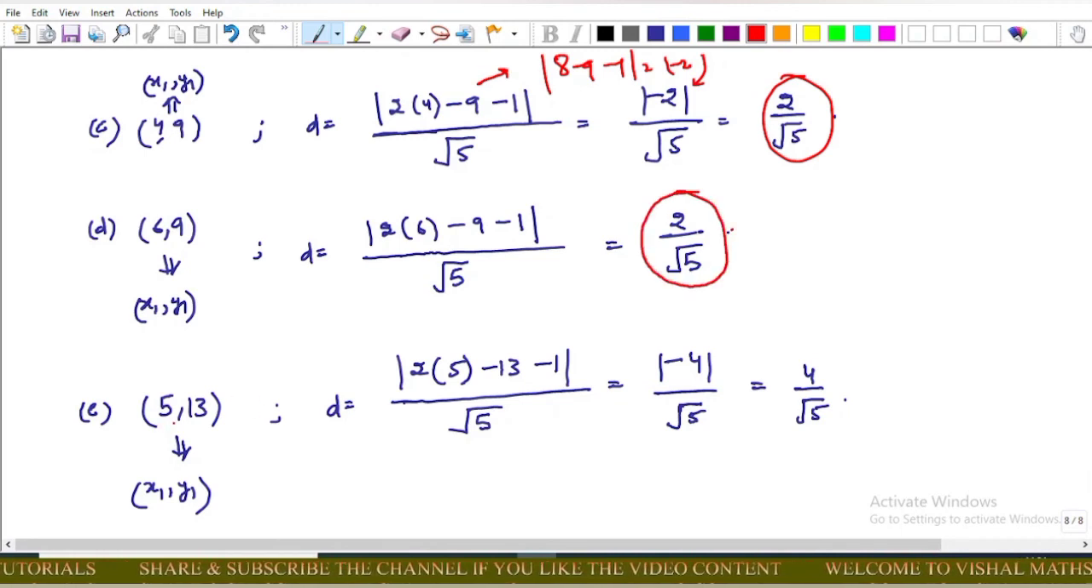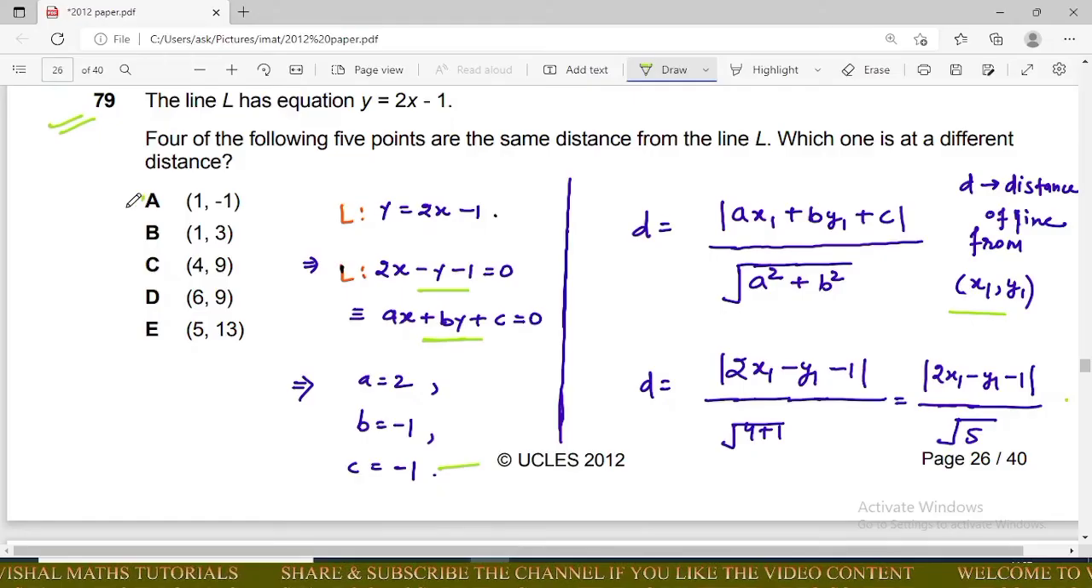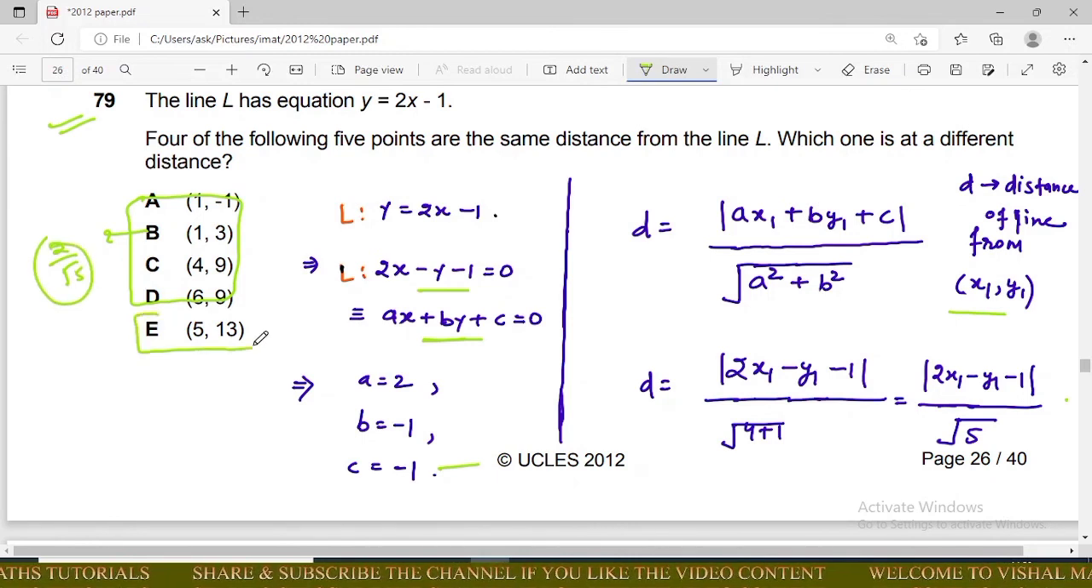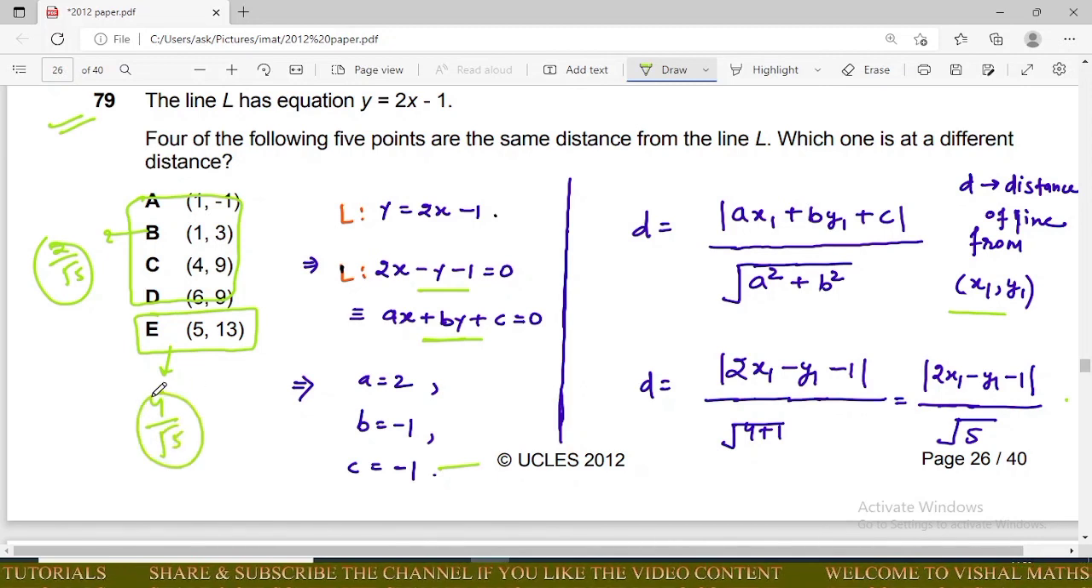So for option E, 5 comma 13 labeled as x1 comma y1. So d equals 2x1 minus y1 minus 1 upon root 5, which equals mod of minus 4 upon root 5, which equals 4 upon root 5. So in this question, options A to D have the same distance, that is 2 upon root 5, and option E has distance 4 upon root 5. So for this question option E is correct.